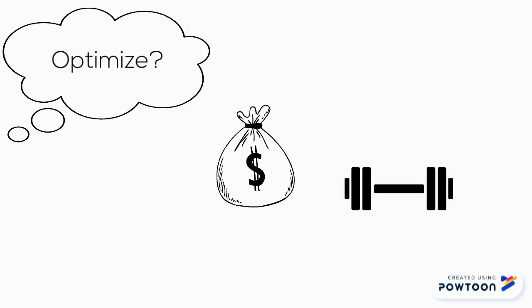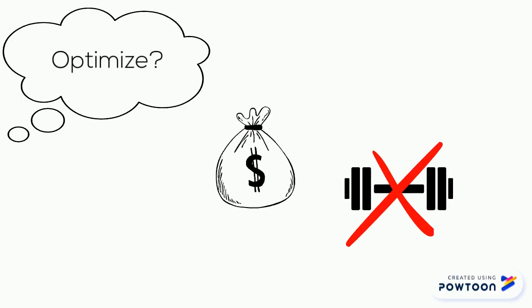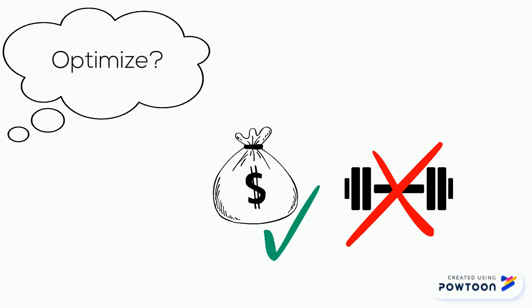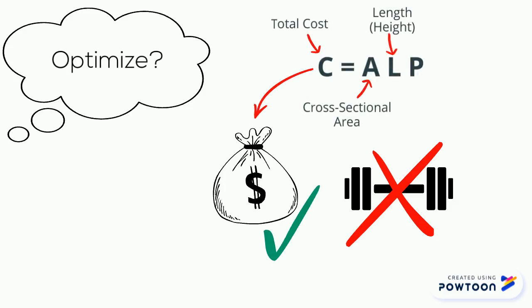Well, the poles are going to be placed in the ground, so minimizing mass isn't that important. Minimizing cost would be a lot smarter. Yeah, that's a fair point. Since cost of the material will be per volume, the equation for cost is equal to the cross-sectional area times the length times the cost per unit volume.